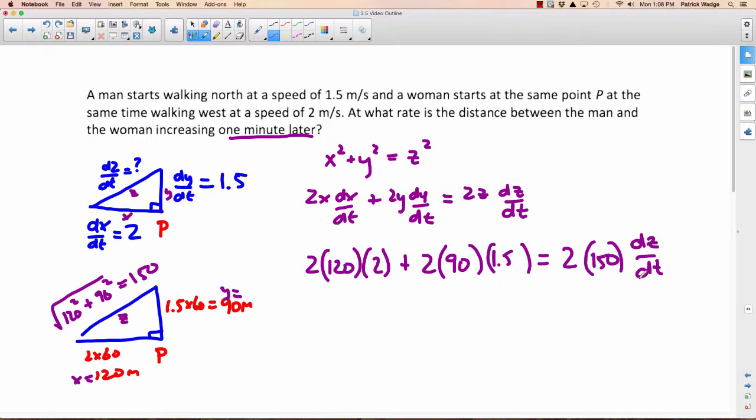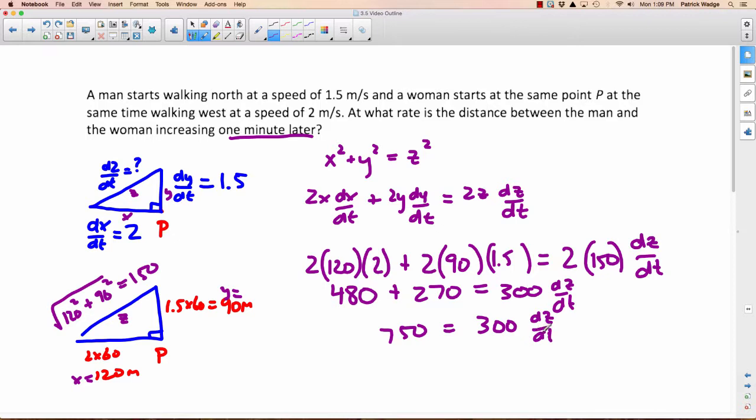Great, now we only have one unknown left, the dz/dt, which is the rate at which this distance right here is changing. That's exactly what we want to know. So we can just go ahead and solve. We'll be done. 2 times 120 is 480. 2 times 1.5 is 3, times 90 is 270. 2 times 150 is 300, and we still have the dz/dt. Add these together, you get 750 equals 300 dz/dt. All you have to do now is divide by 300, so you get dz/dt equals 750 over 300.